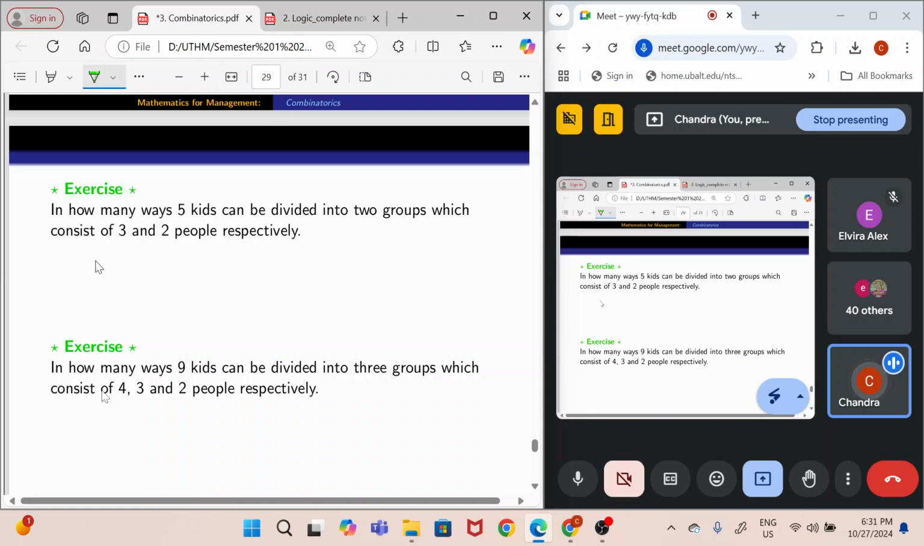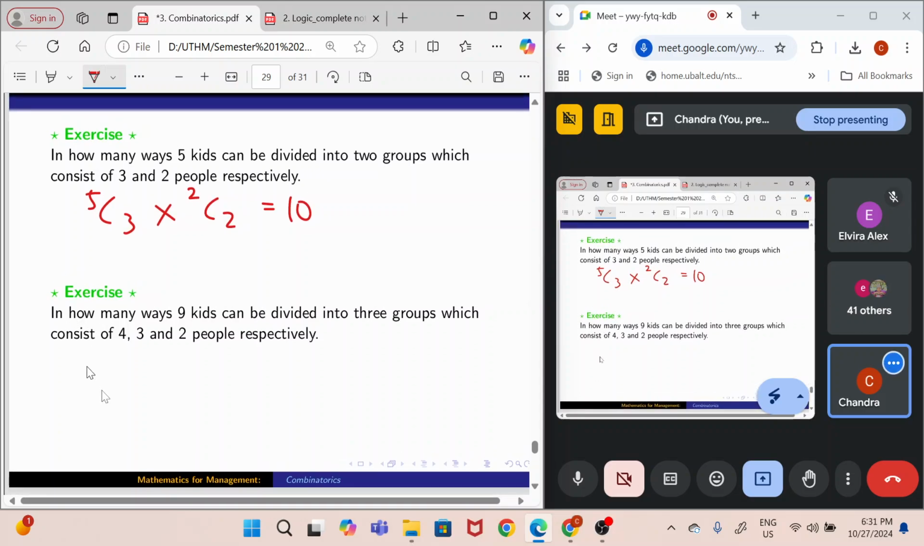How many ways can 5 kids be divided into 2 groups which consist of 3 and 2? So 5C3 times 2C2. And for 9 kids, which consist of 4, 3, 2: 9C4, 5C3 and 2C2. You should get this answer.